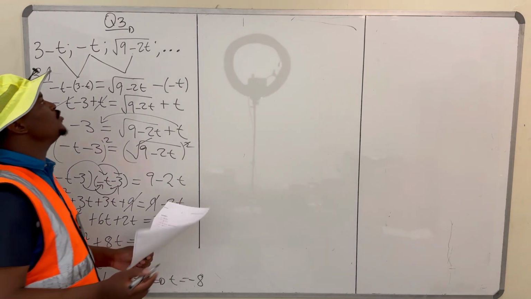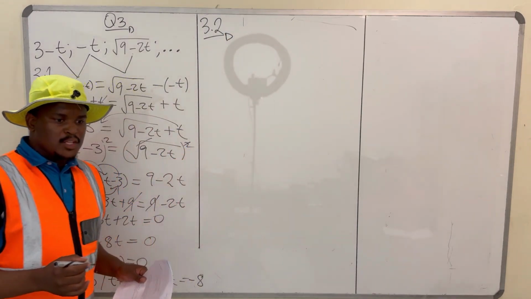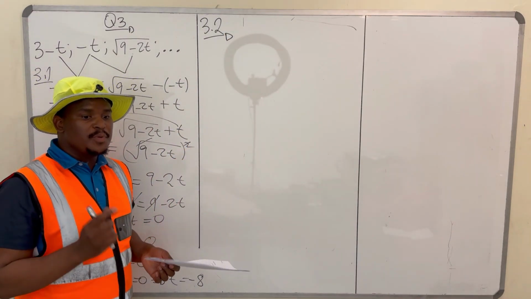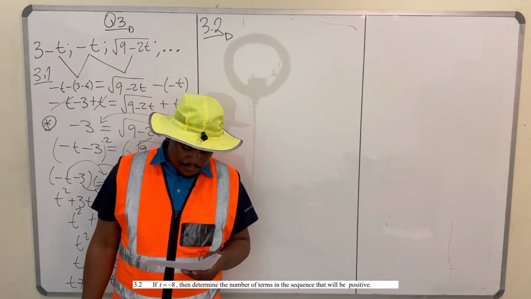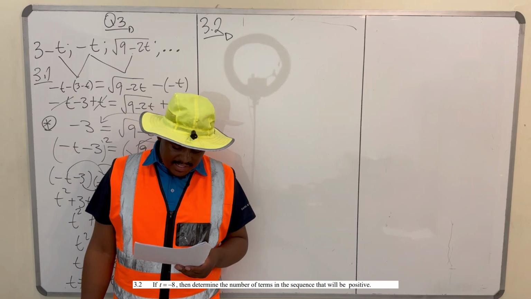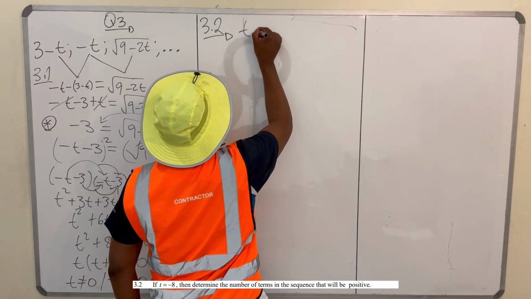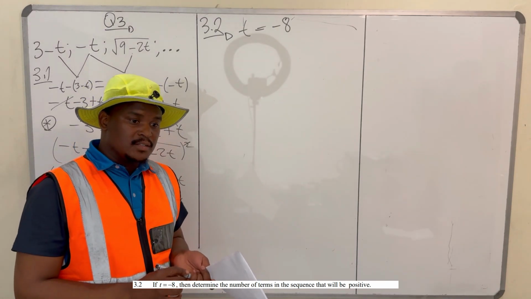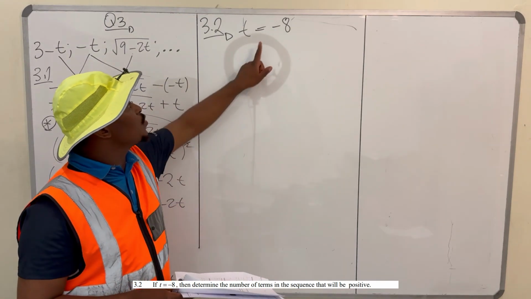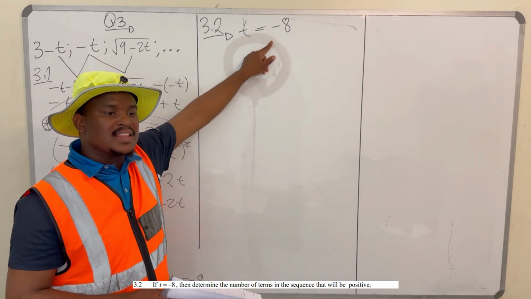So we're going to do 3.2 now. 3.2 is one of the questions that I was asked to do. So what is it saying? I'll try to be very clear on this one. They're saying in 3.2, if t is equal to minus 8, then determine the number of terms in the sequence that will be positive. So you are given that t is equal to minus 8, right? Yes. So they want you to find the terms of the sequence that will be positive.